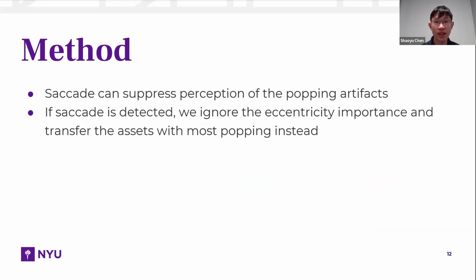Our method also takes saccades into account. It is known that saccades can suppress the perception of popping artifacts. For this reason, if a saccade is detected, we ignore the eccentricity importance and transfer the assets with the most popping instead.